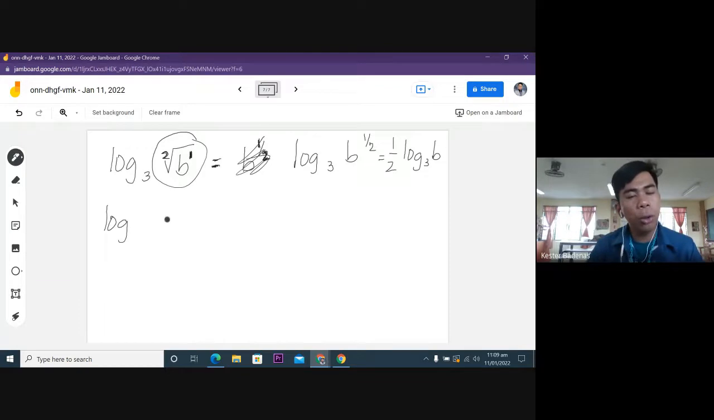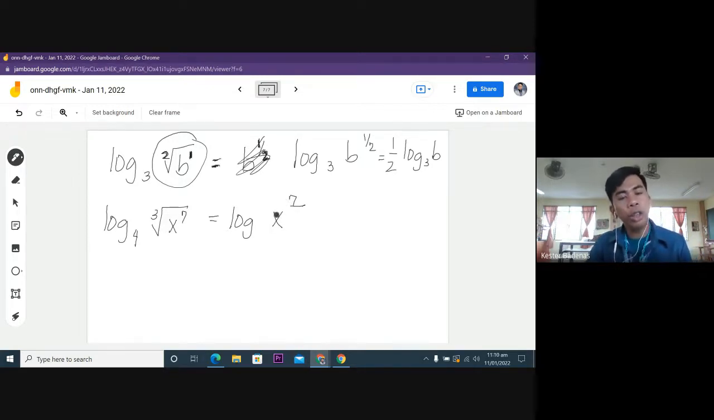So, kunwari, next example tayo. If we have the cube root of x raised to 7 with the base 4, magiging ano yan siya? Magiging logarithm of x raised to 7, kasi siya yung numerator, siya yung exponent ng loob, ng radicand. Okay, yung exponent ng radicand, siya po yung magiging numerator, over kung ano yung number sa index ng radical sign, which is 3. So we have logarithm of x raised to 7 over 3 with the base 4.